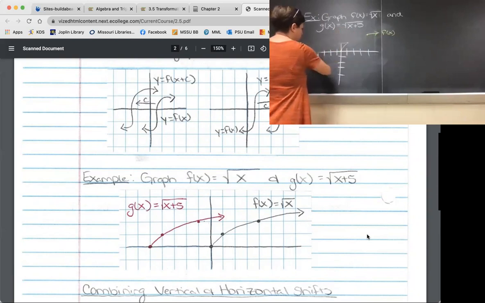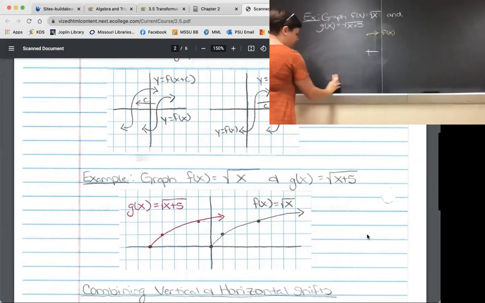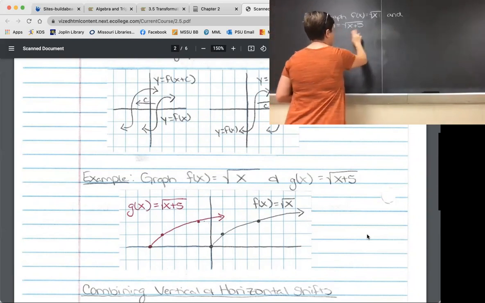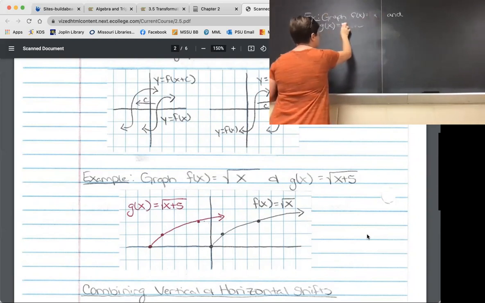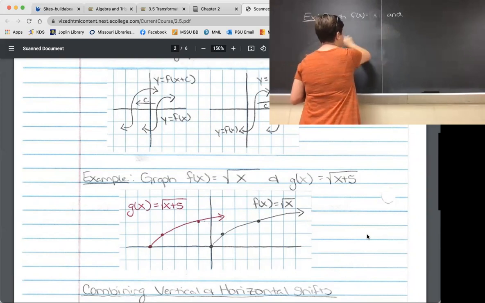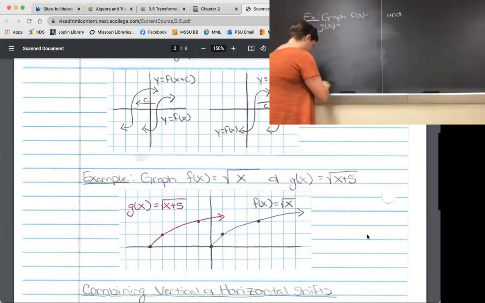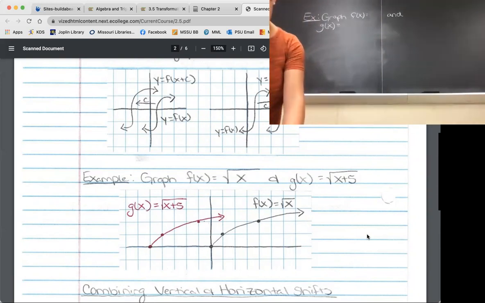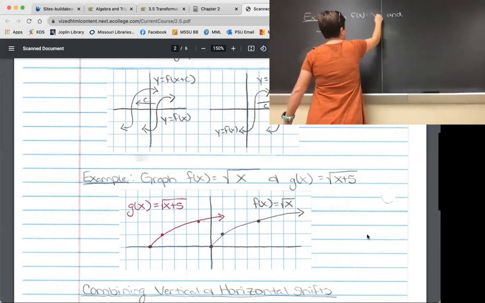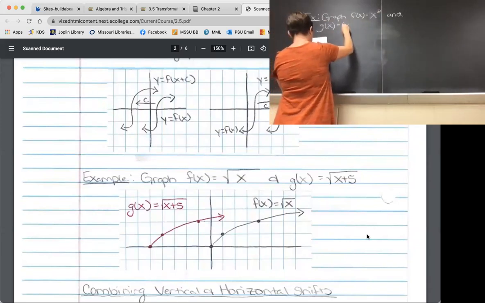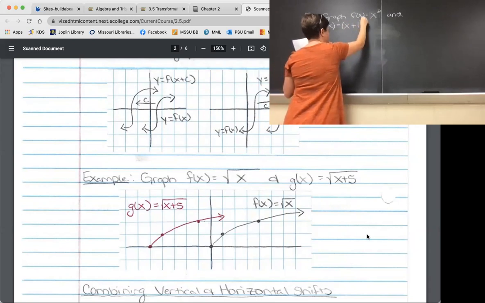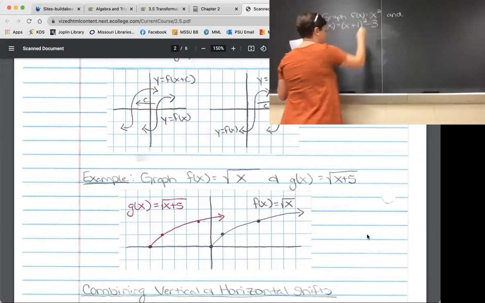Well, it's not any harder. In the beginning, I kind of recommend having an in-between graph, and I'll show you what I mean. So we need to graph x squared, and then it wants us to graph x plus 1 squared minus 3.